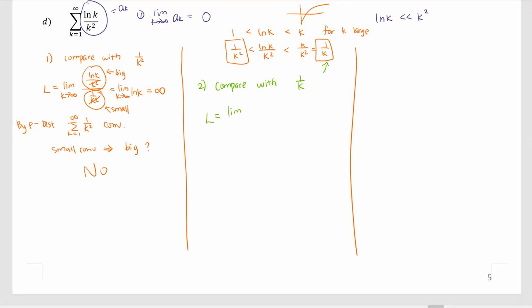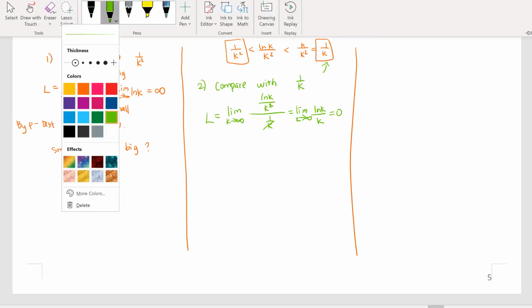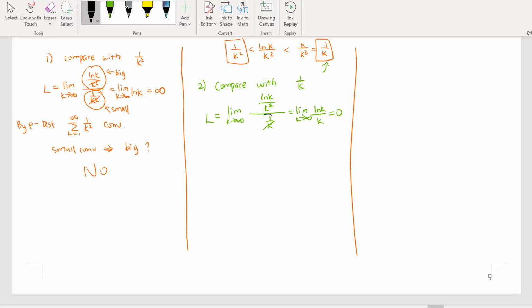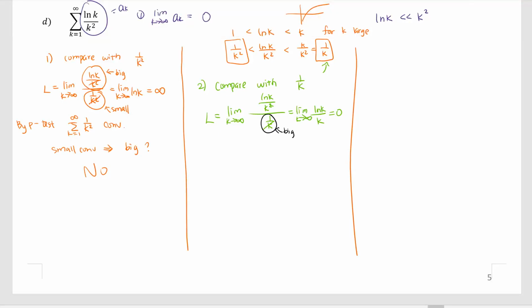Well, then L is the limit as k goes to infinity of our series, ln of k over k squared, over 1 over k. What is that? Well, you cancel one copy of the k, you get ln of k over k. Well, we know that k goes to infinity faster, so the denominator goes faster. The answer is 0. Okay, 0, what does that mean? I want to emphasize, it means the denominator is the big guy and the numerator is the small guy.